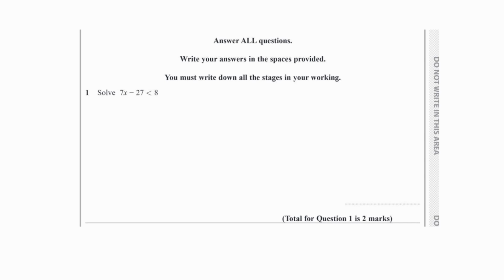So we've been asked to solve this linear inequality, which means we need to come up with an inequality statement. So adding 27 to both sides, we get 7x is less than 35. And divide by 7, we get x is less than 5.